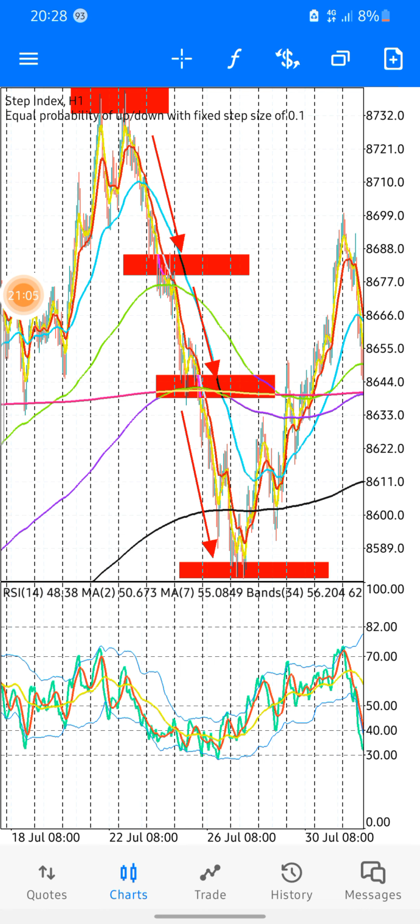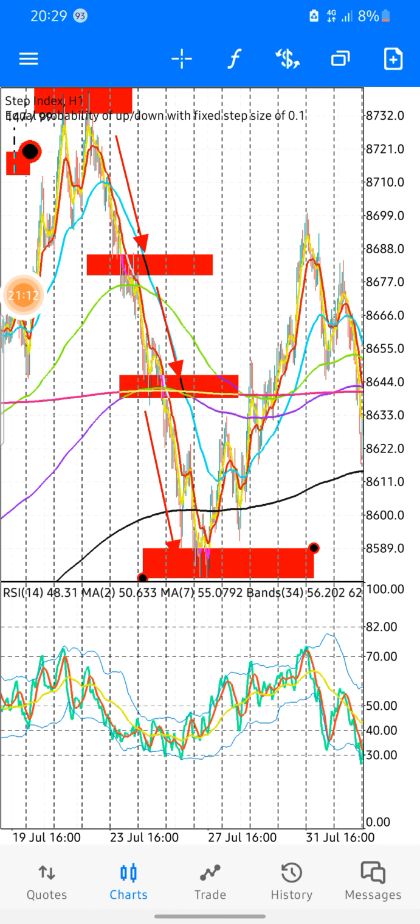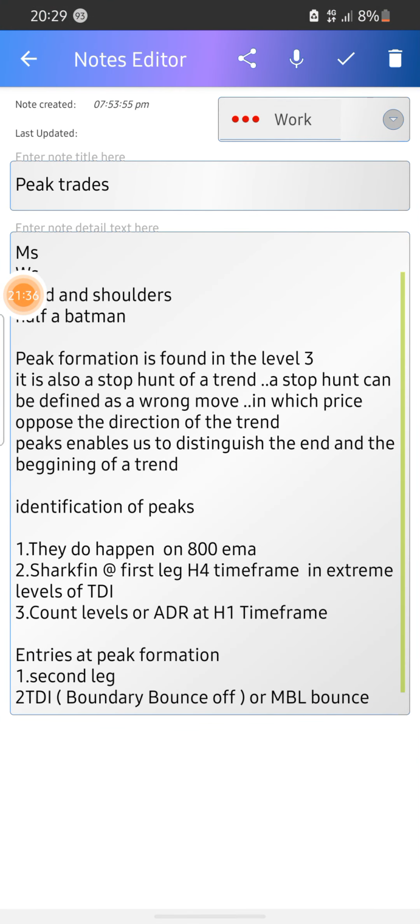So we can clearly see that this region was a peak after having completed first, second, and third ADR. Then we had this peak, right? So this is how we can identify peaks. Then we want now to move to how you enter peak trades.